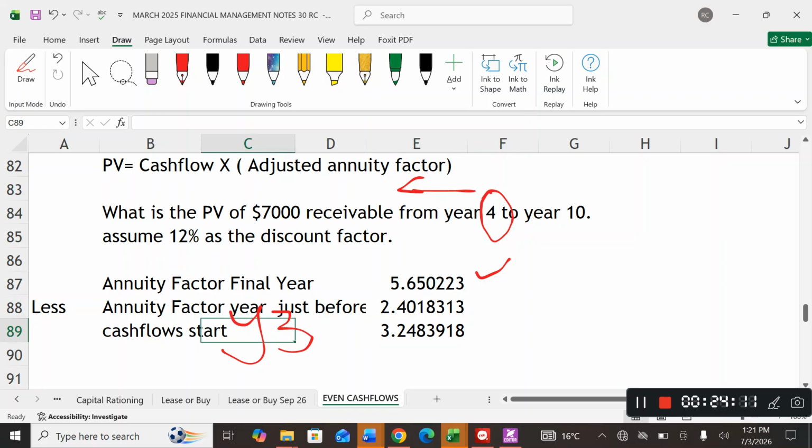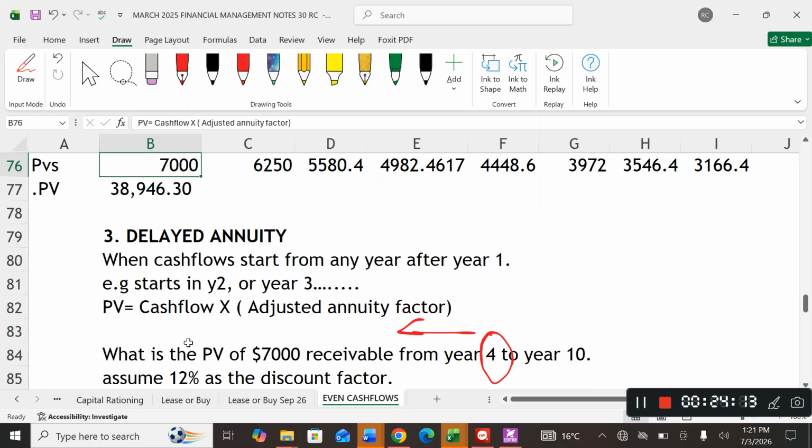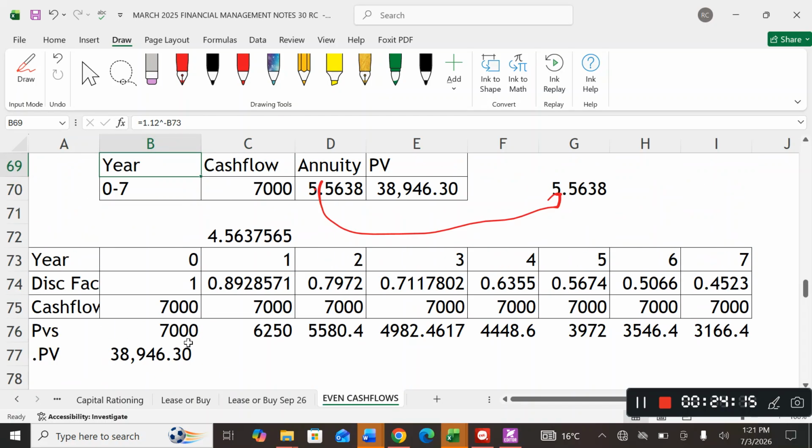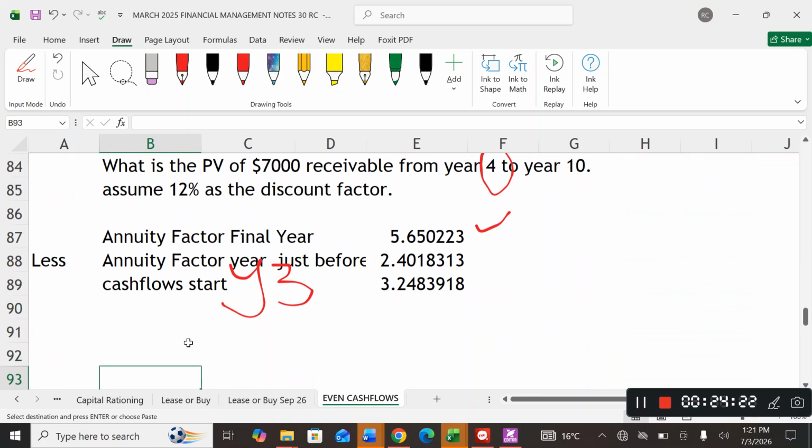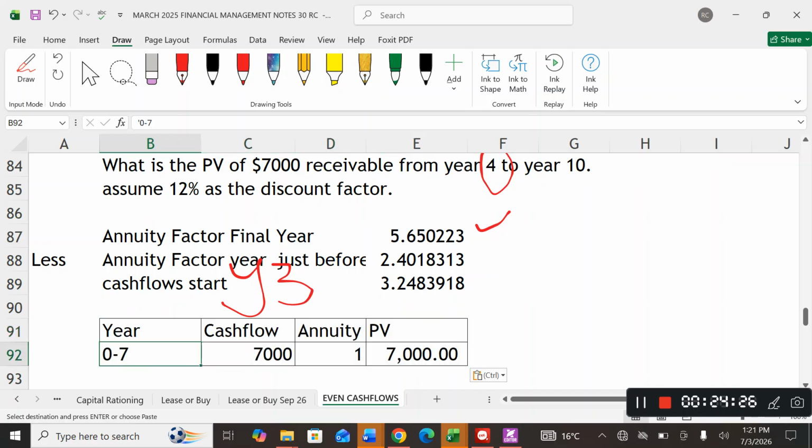So if I'm going to calculate the present value of a delayed annuity, let me just copy this table here, right? I'm still receiving 7,000, but the years are now year 4 to 10, and 7,000. My annuity factor is the one that is adjusted there. So this is going to be the present value.